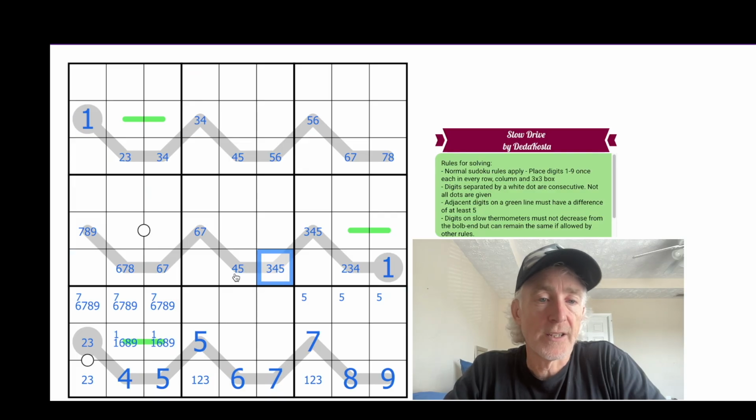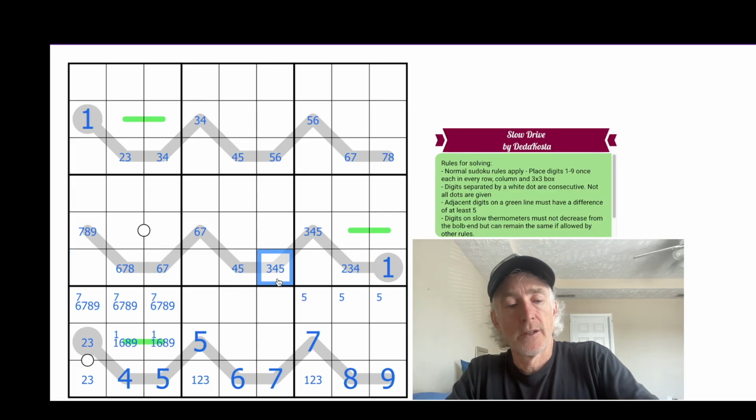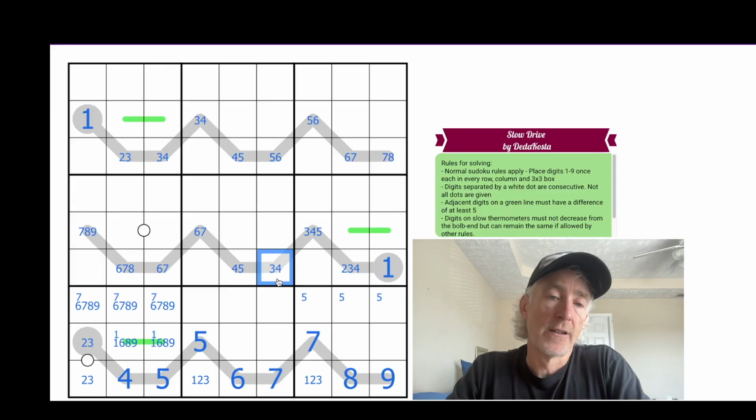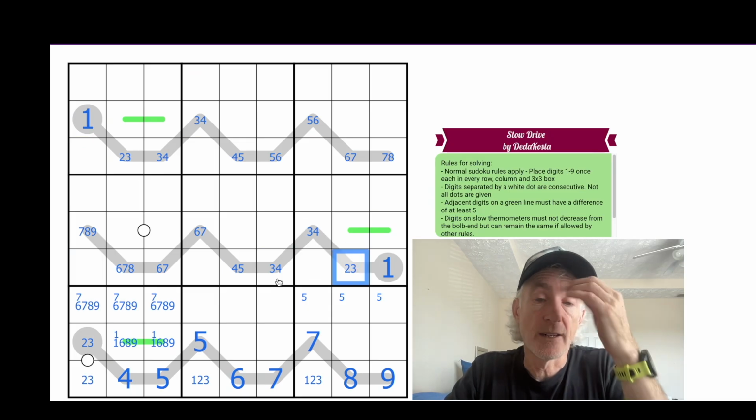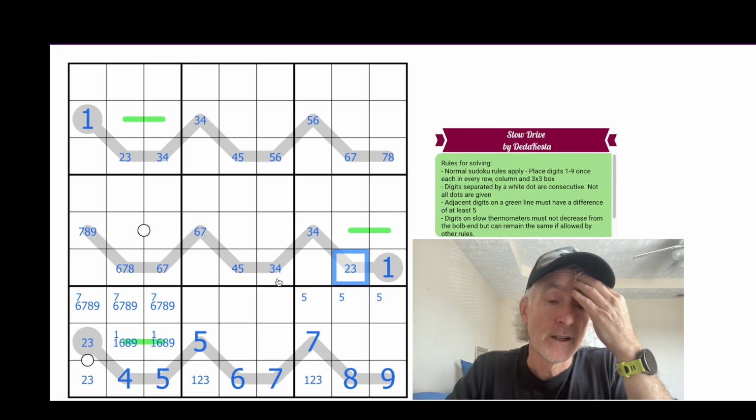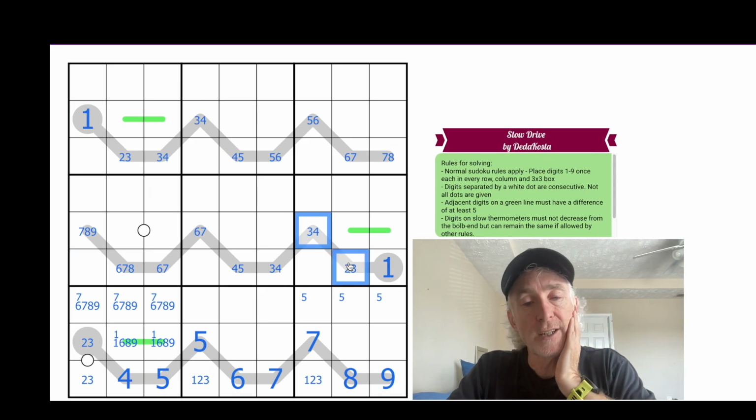There's nothing for it to increase to. So we can remove 5 from there. Now if 5 is removed from here, this can't be a 5, because 5 would have to either stay the same or go up. So this can't be 5. And now this can't be 4, because 4 has nothing to increase to there. So this is not a 4 either. So now this is restricted to low digits, right?